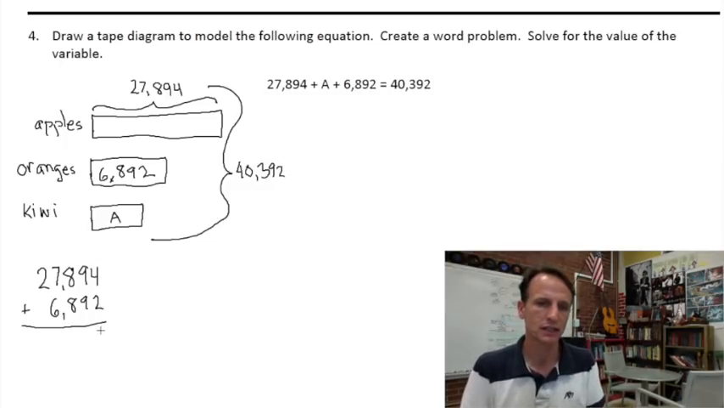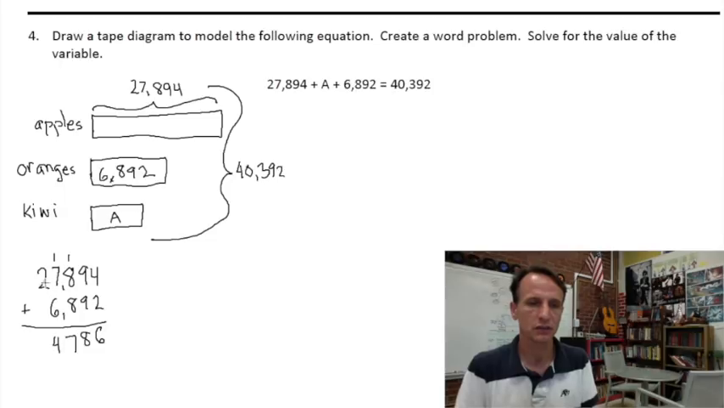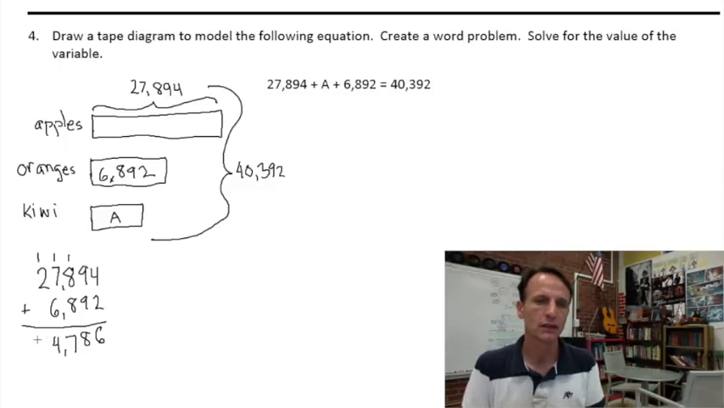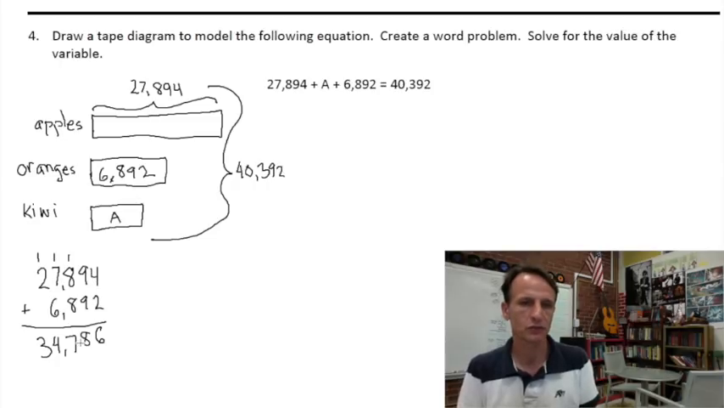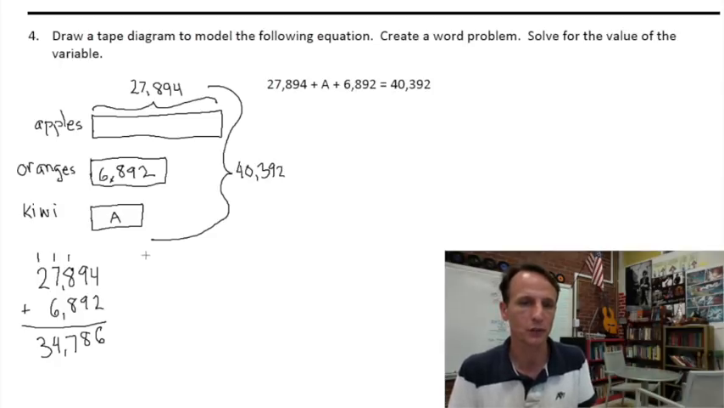All right, so let's add these up. 4 and 2 make 6. 9 and 9, you know your doubles, 18. We regroup that 1. 8 and 8 are 16, and 1 more makes 17. Regroup that one. And see the pattern here? Because if you know your doubles, you'll say, 1 and 6 are 7. 7 and 7 are 14. Regroup that one, drop that comma while we're here. 1 and 2 make 3. Okay, so apples and oranges together is 34,786. And if we subtract that from the grand total of frutas, that will give us kiwi.